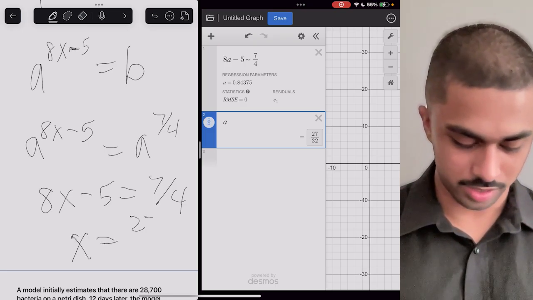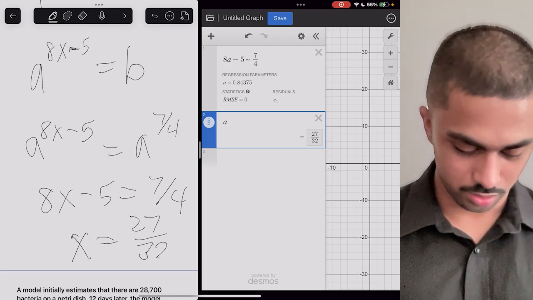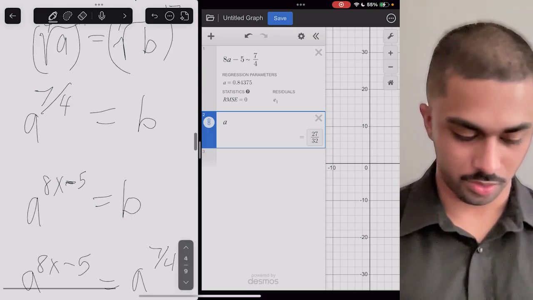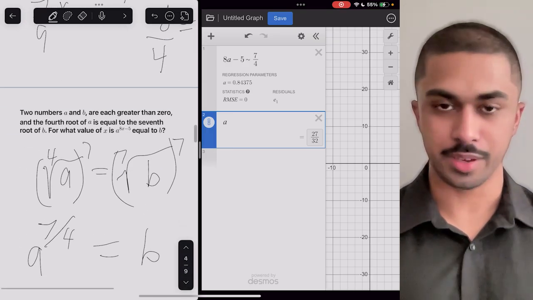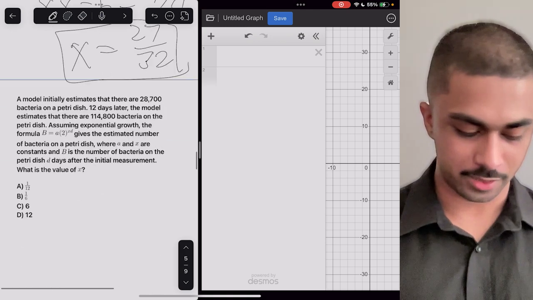X equals 27 over 32. Beautiful. That's it. Next one.